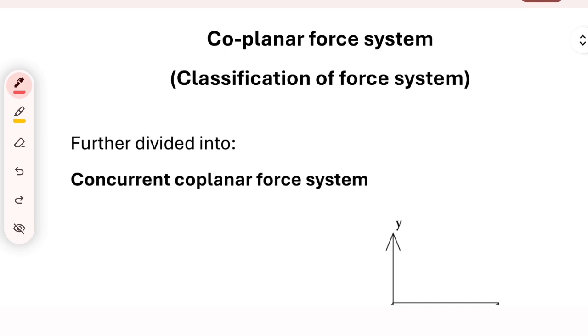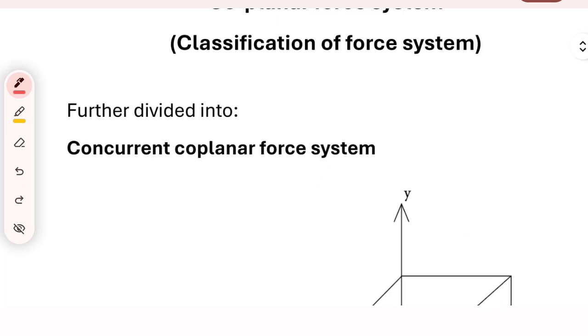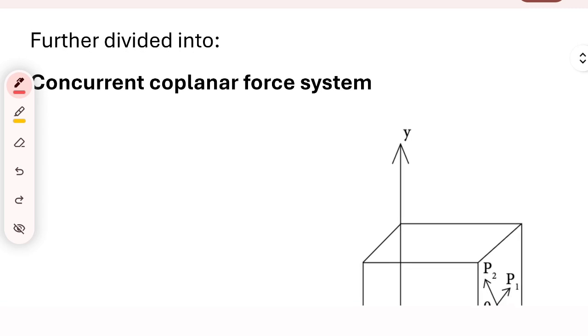So from the word coplanar, so plane, that means coplanar, that means they share the same plane. So if the forces are on the same plane or lying on the same plane, that means they are coplanar. And they're divided into different types of systems.